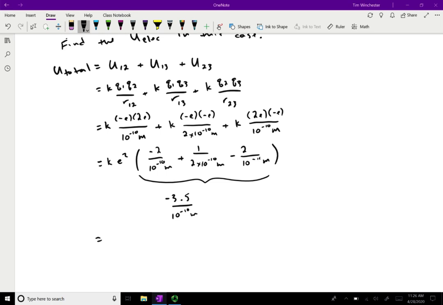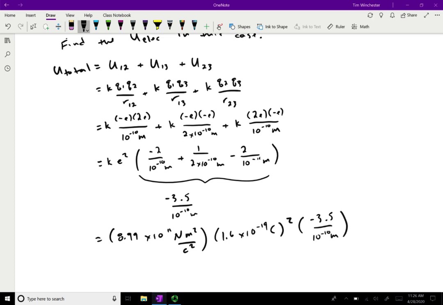So when I write out everything, k is 8.99 times 10 to the 11 newton meters squared per coulomb squared. e is 1.6 times 10 to the negative 19 coulombs, which is squared. And then that last bit is negative 3.5 over 10 to the minus 10 meters.